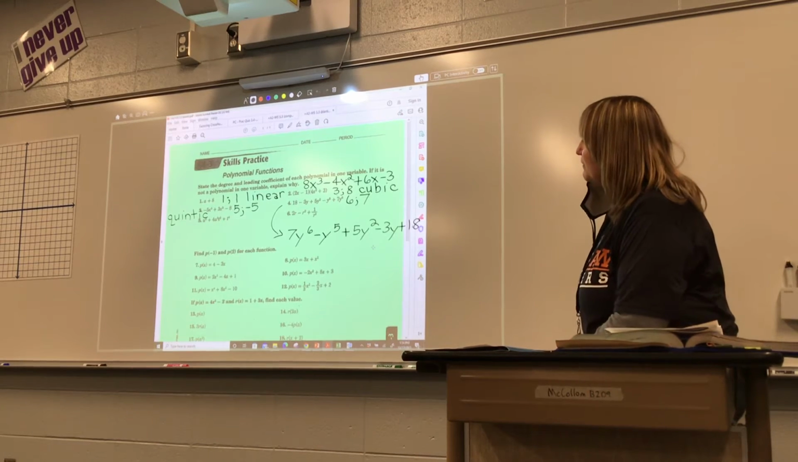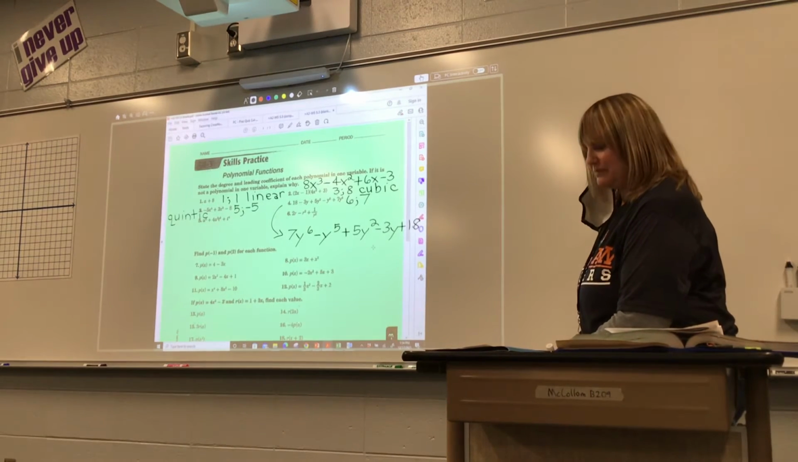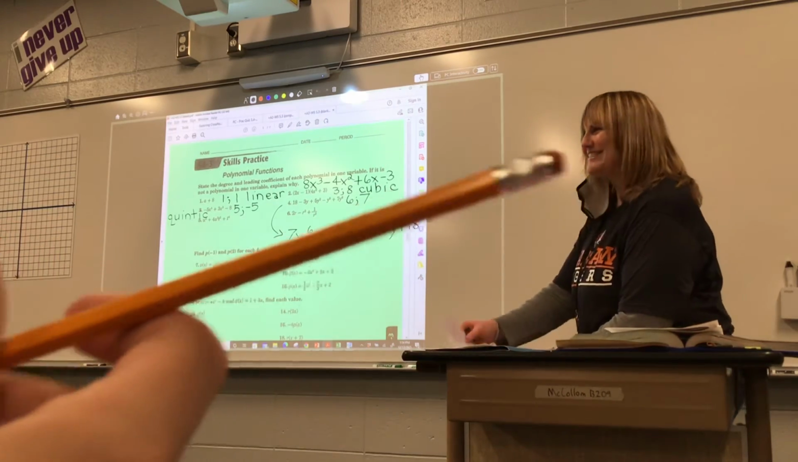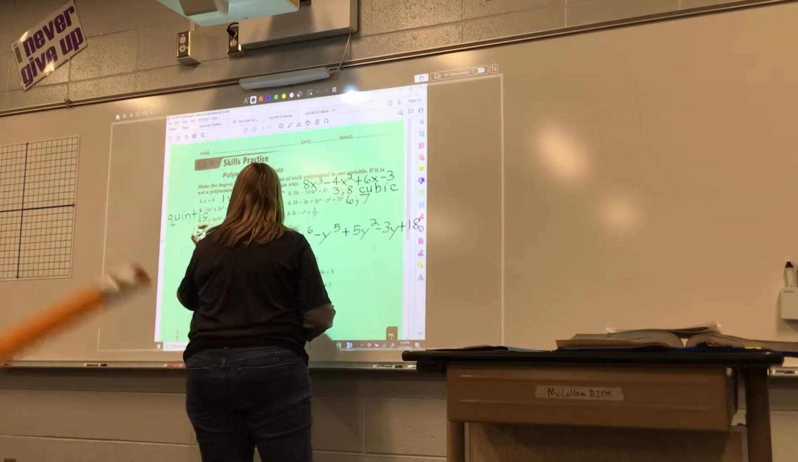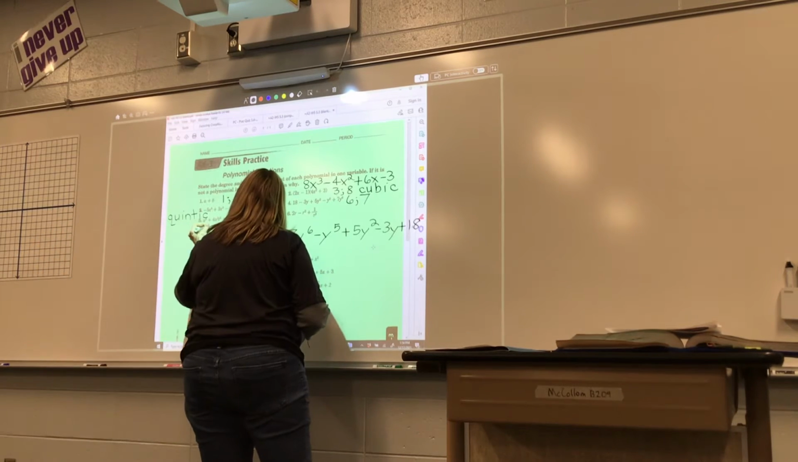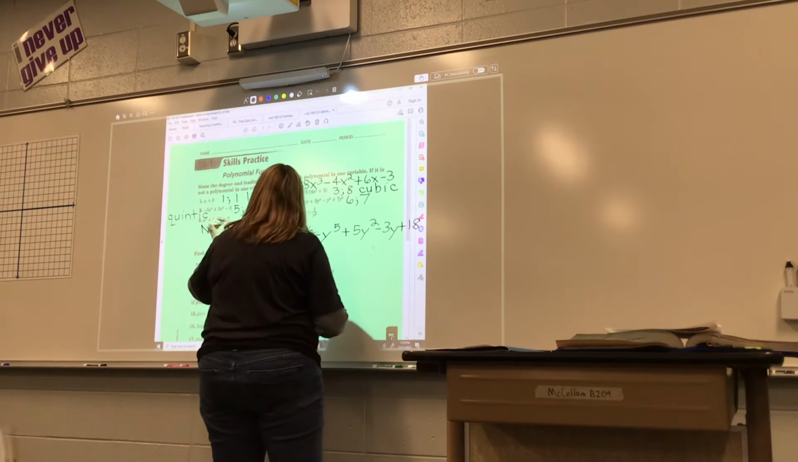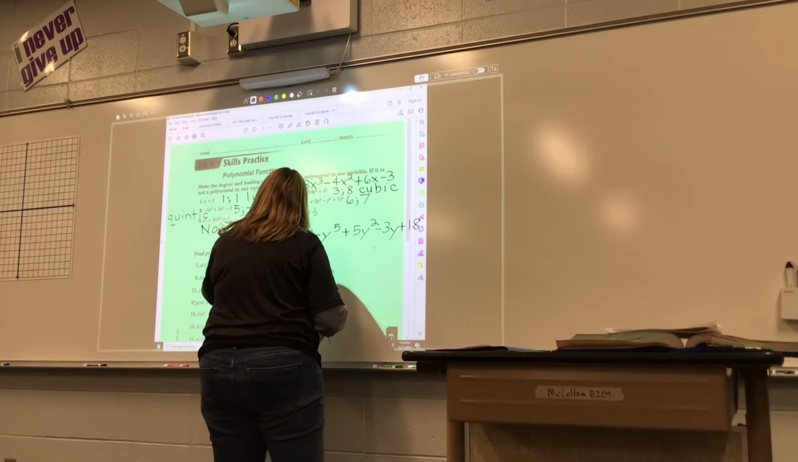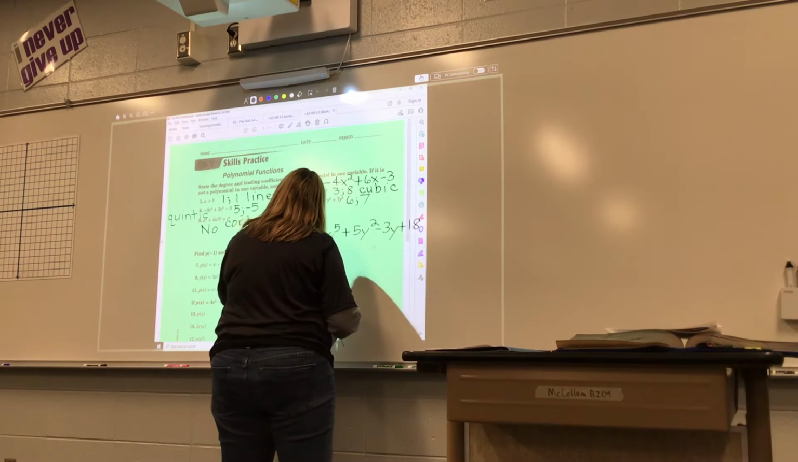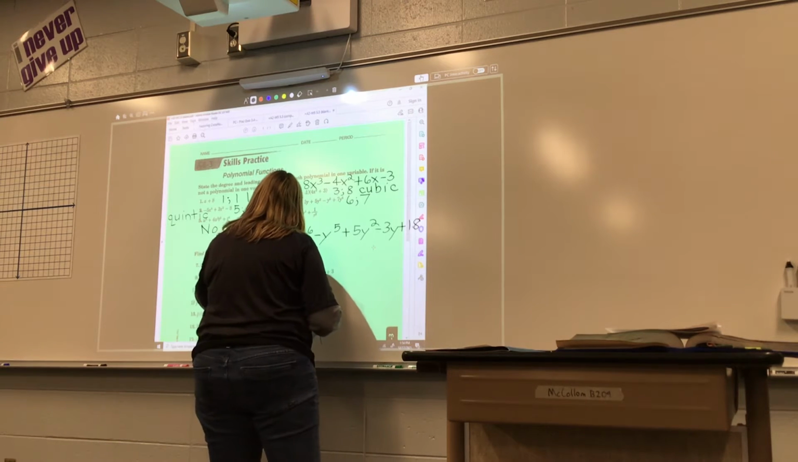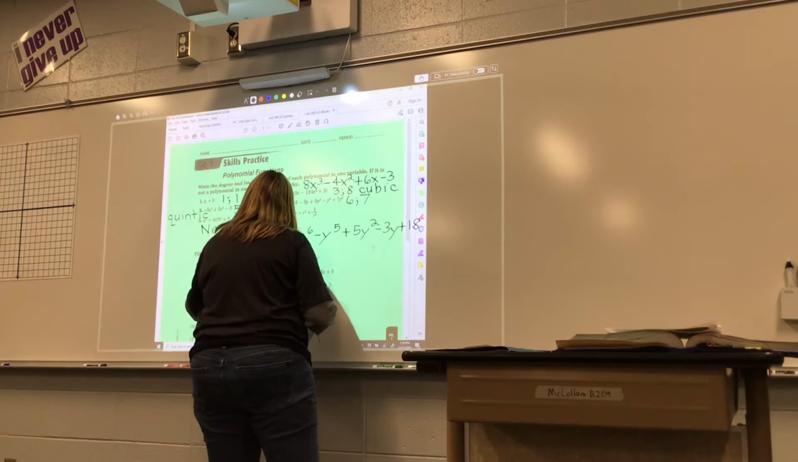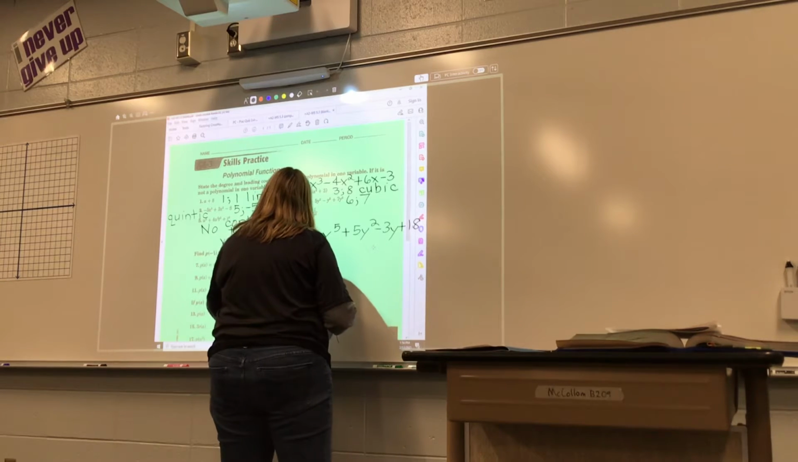Number 5, yes, Talon. Not a polynomial. And why not? Because variables u and t. Correct, it contains 2 variables. So it's not a polynomial in one variable.